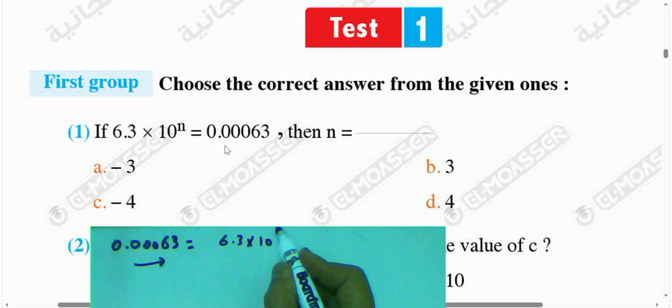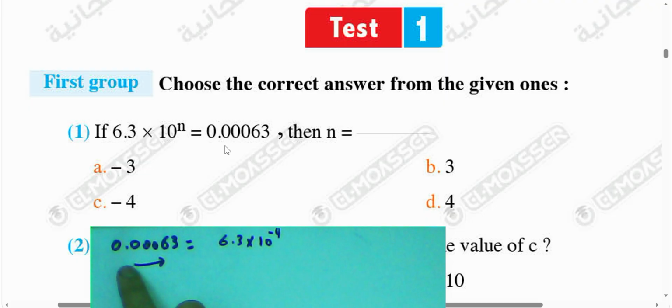Right, 4, and the sign will be negative because the point moved right hand side by 4 places. Then the power here will be negative 4. Negative, not positive. Okay. If you move the point to left hand side, the power will be positive, not negative. Then the answer will be negative 4. Choose letter C. We call this image scientific notation.